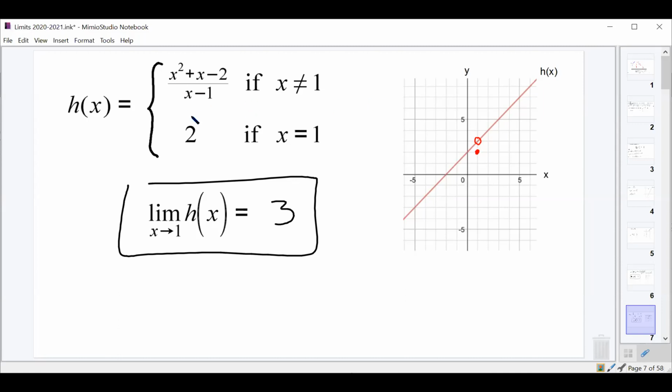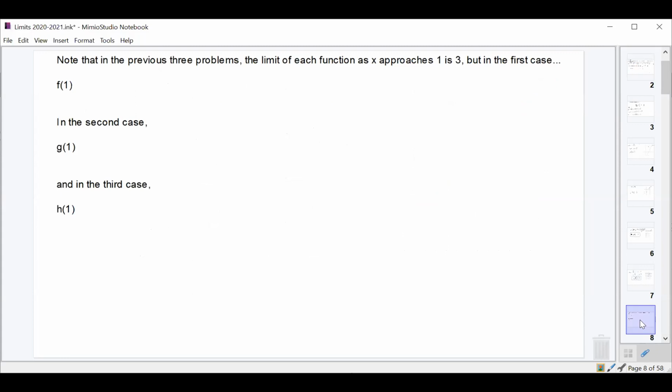Set this equal to 2.999999999, and I will get the x value that gets me as close as I wanted to 3. Okay. So we'll note that 3 different things were happening here. In the first function, in f of x, f of 1 was equal to 3, and the limit was also 3.